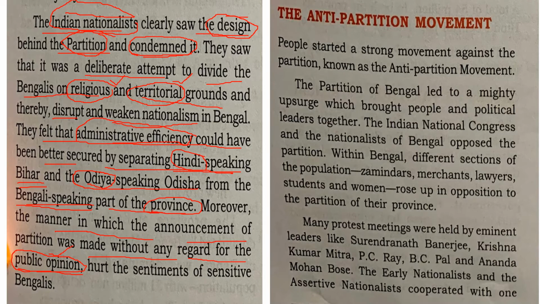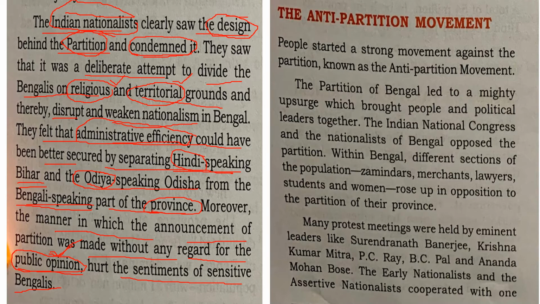So Indian nationalists observed this also as a wrong step. That means they felt that without considering whether the people of Bengal would like to divide or not, how can they divide? So this hurt the sentiments of sensitive Bengalis. So this was the view and ideology of Indian nationalists on the Bengal partition.